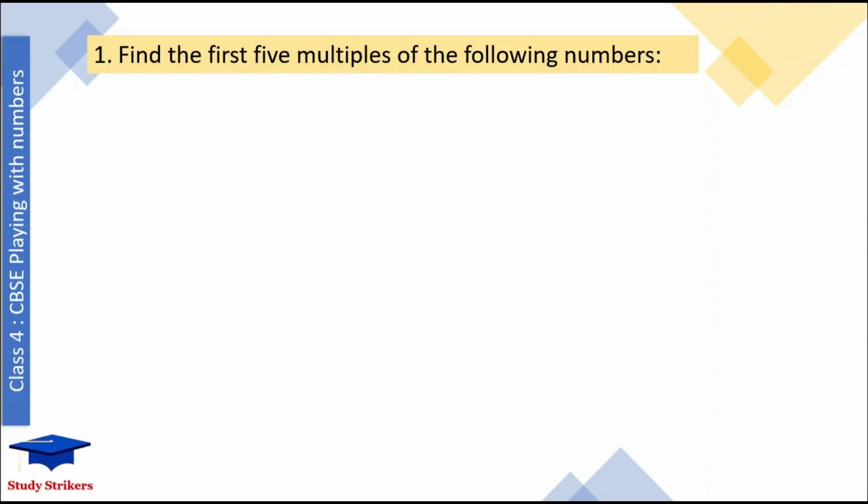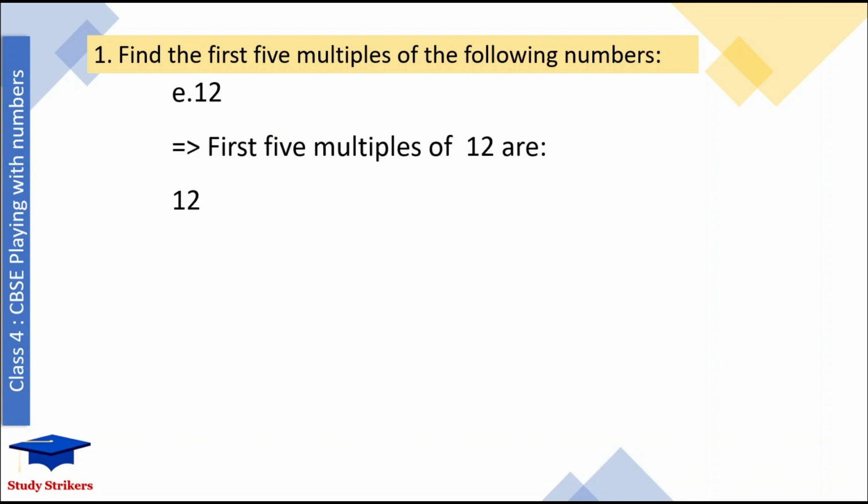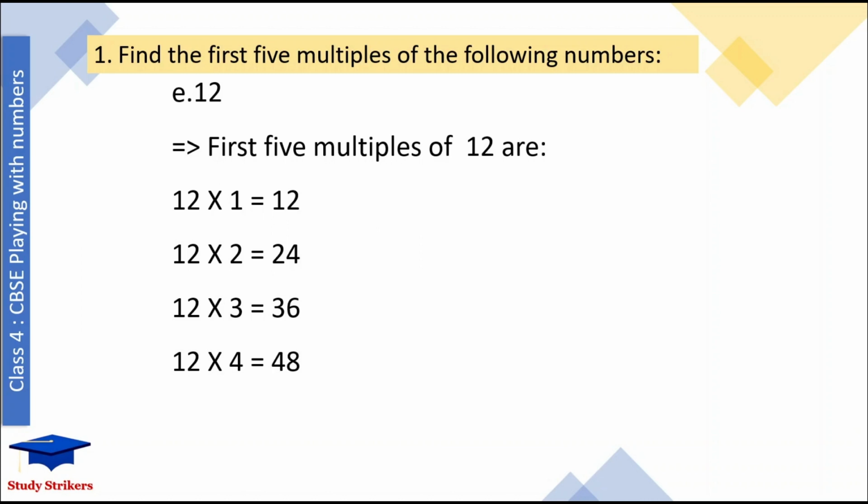Let's see our next example. We got here 12. So for 12, we will find the first 5 multiples. They are as follows. 12 into 1 equals 12, 12 into 2 equals 24, 12 into 3 equals 36, 12 into 4 equals 48, 12 into 5 equals 60. So we got our first 5 multiples of 12.